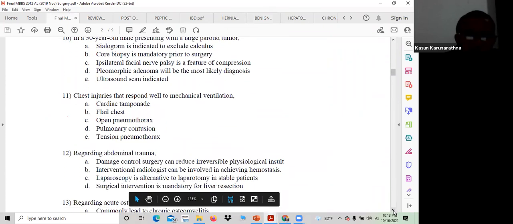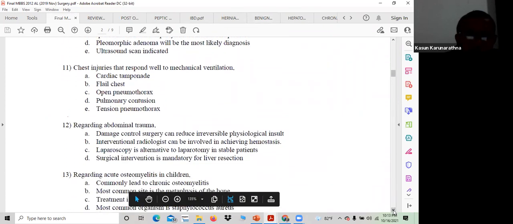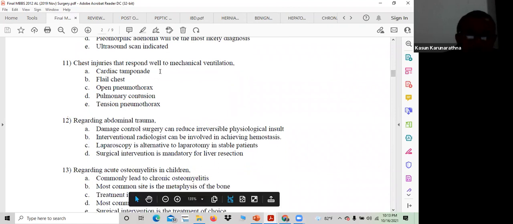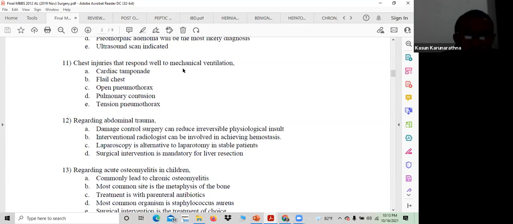Chest injuries that respond well to mechanical ventilation. Cardiac tamponade, there will be blood in the pericardial space. So unless you decompress, you can't achieve anything, right? That is an obstructive shock. Due to compression, the cardiac tamponade will prevent the relaxation during diastole, right? It will lead to reduced cardiac output.